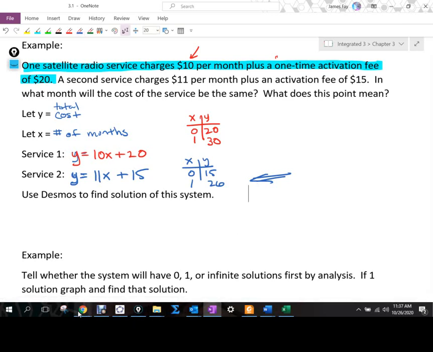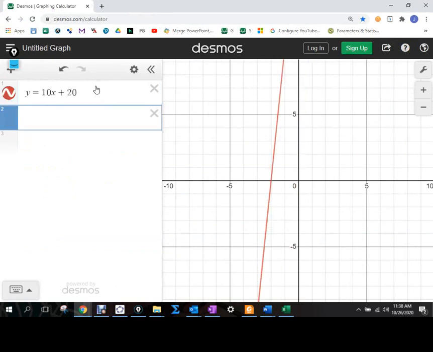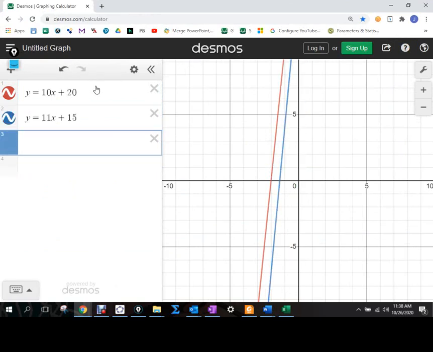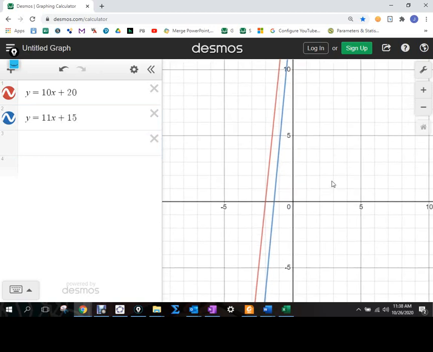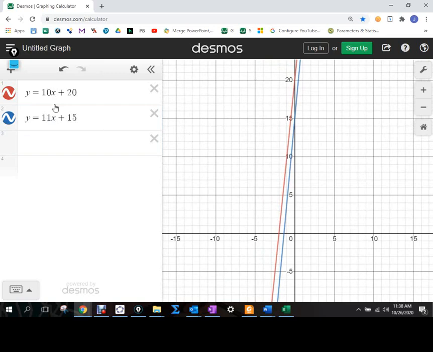If we go to Desmos, we can actually see. So this one is 1 and 30, 1 and 26. Let's see, when we go to Desmos, for some reason I closed it. If we go y equals 10x plus 20 and y equals 11x plus 15, okay, now they look like they're parallel, and it's just because 10x and 11x are pretty close to one another, right? Okay, but there are different slopes, so they're not parallel.